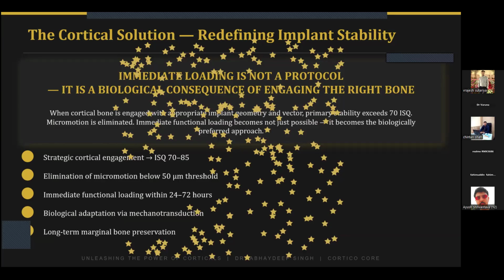Now, biological adaptation via mechanotransduction, this is the bone reaction. How your bone reacts to your implant surface. There's a theory given by Dr. Harold Frost. He's a great orthopedic surgeon, and he has given the theory of the regional acceleratory phenomenon. Whenever you give a stimulus, the bone tends to react. It has to react to any kind of stimulus.